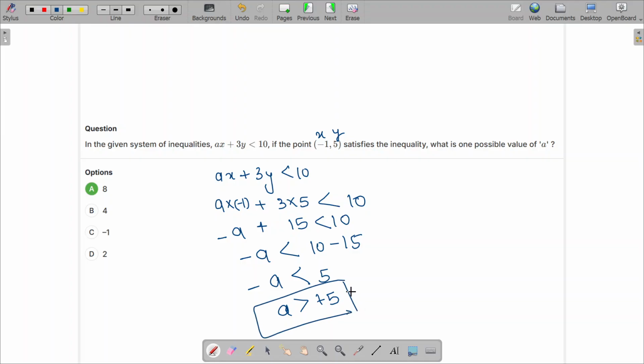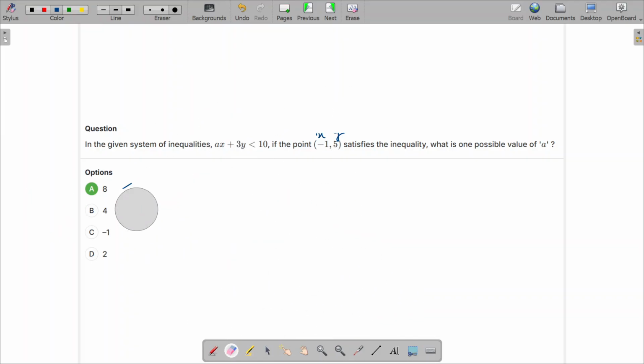A is greater than 5. Here I got negative 5, so negative negative makes positive. So what is A? A is greater than 5. Now you check the options. There is only one option which is greater than 5, so option A is possible. We didn't get the exact value of A, but we got a range, and based on that, we can check the options.